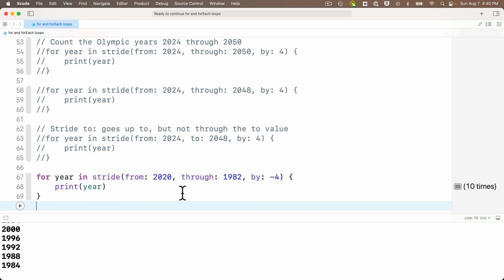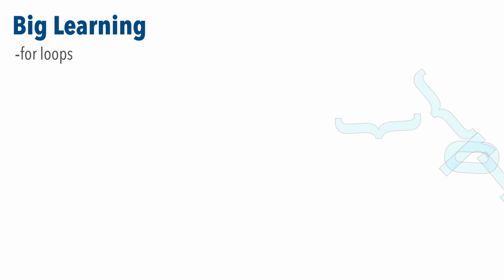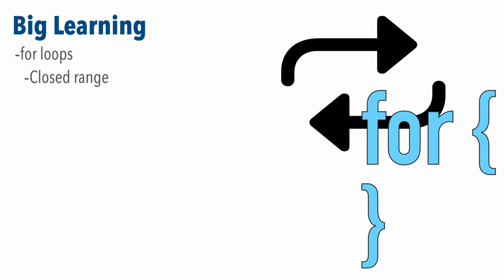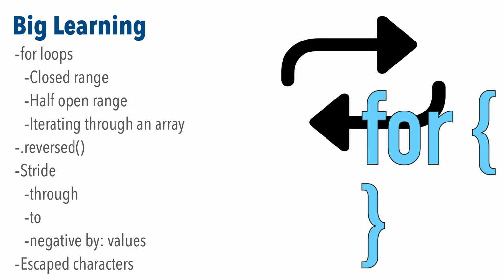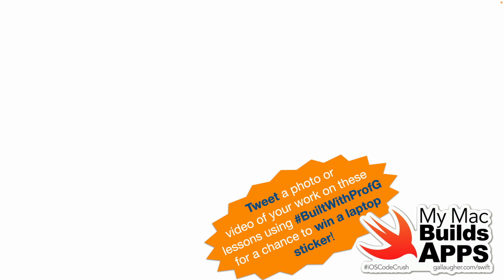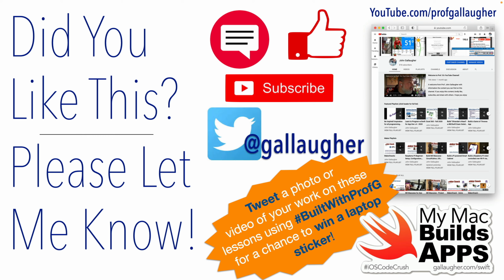Nice. Well, Swifter, of course, we've had more big learning, this time for loop style. We learned about for loops, we traveled through loops with closed ranges, half-open ranges, and we iterated through arrays. We learned about the reversed method. We learned to stride through and to values, and we used stride with negative values. You learned about escaped characters, and you met the throwdown of multiple challenges. Stride ahead, Swifter. Your skills are growing.